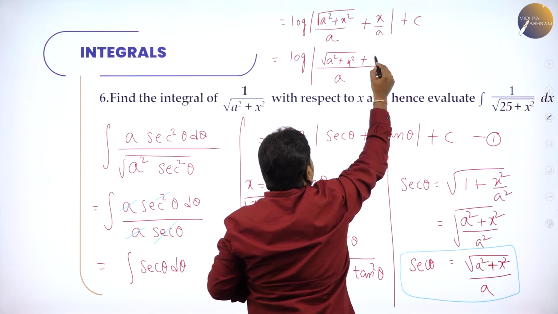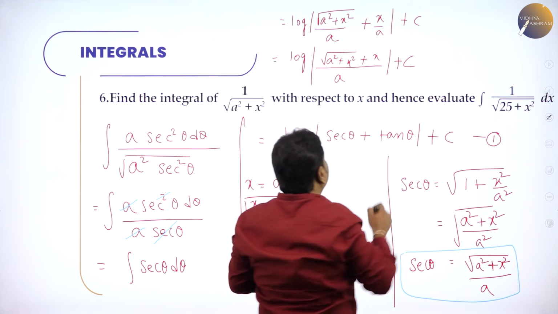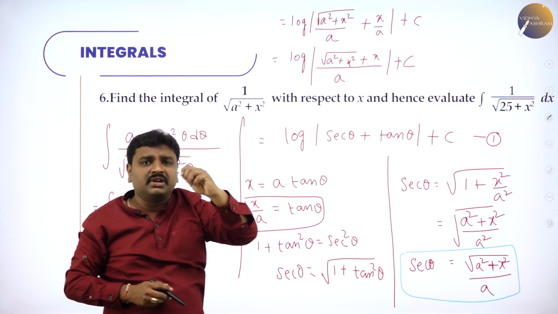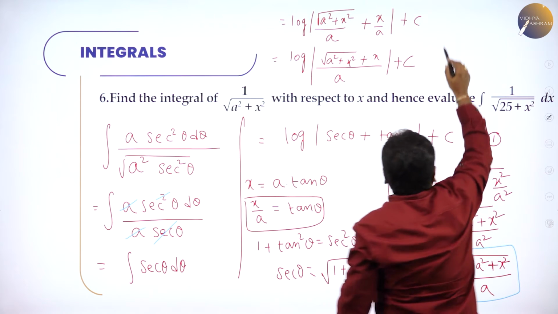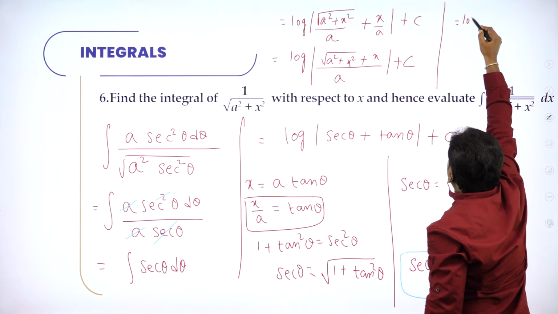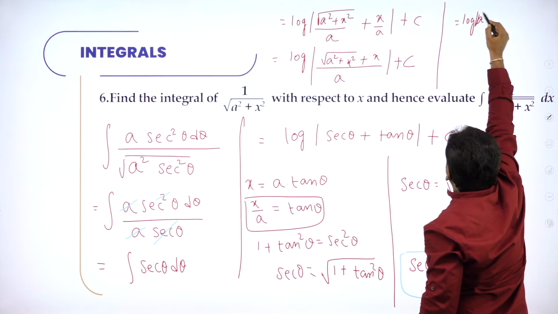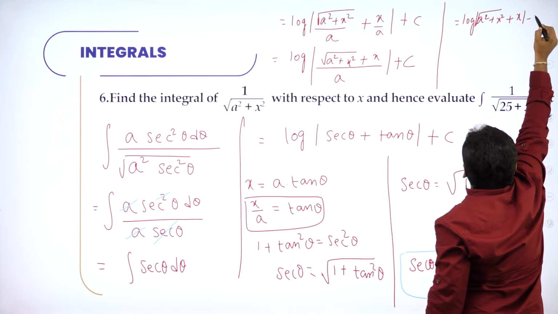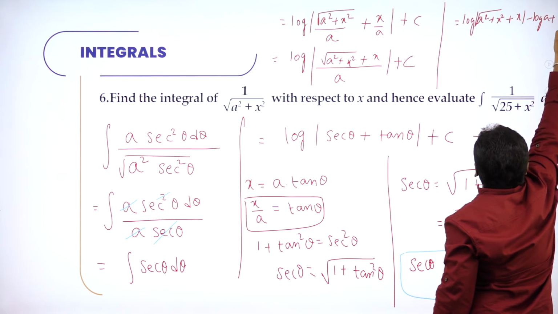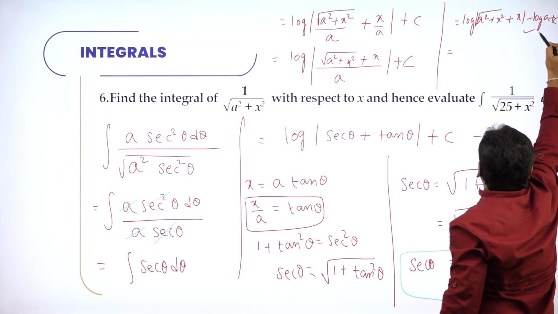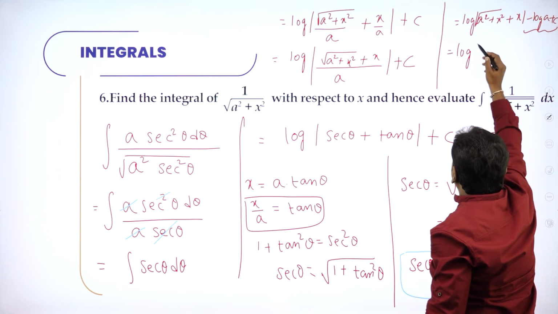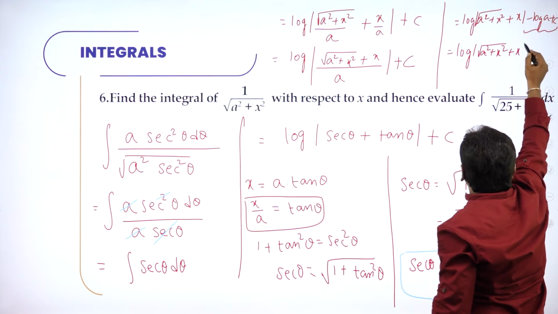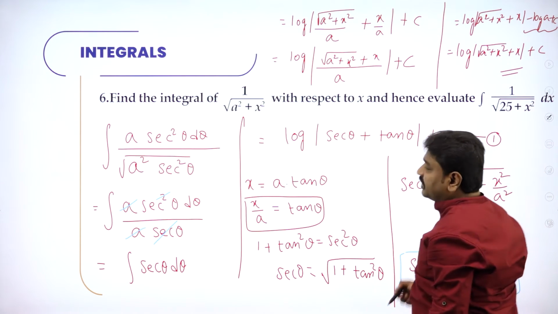plus x, plus c. Now again this is log of a by b. What is log of a by b? Log of a by b is log a minus log b. So I can write this as log of mod of root of a square plus x square plus x, minus log a, and outside we have plus c. And these two put together, minus log a plus c, can be written as a constant. So log of mod of root of a square plus x square plus x plus constant is the answer.